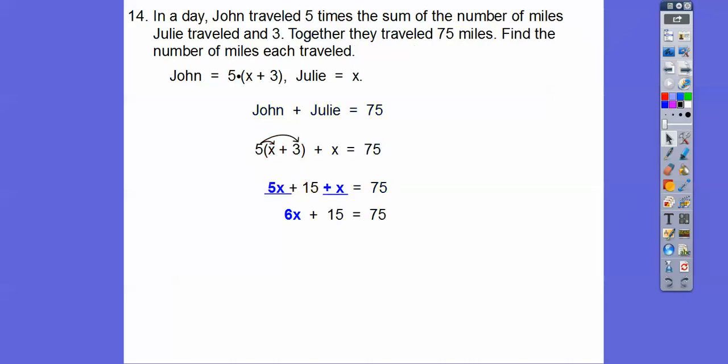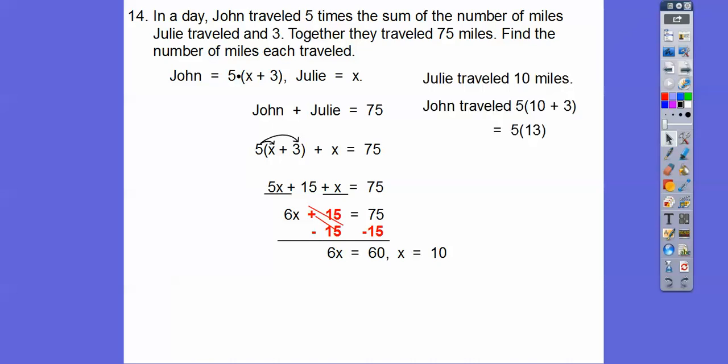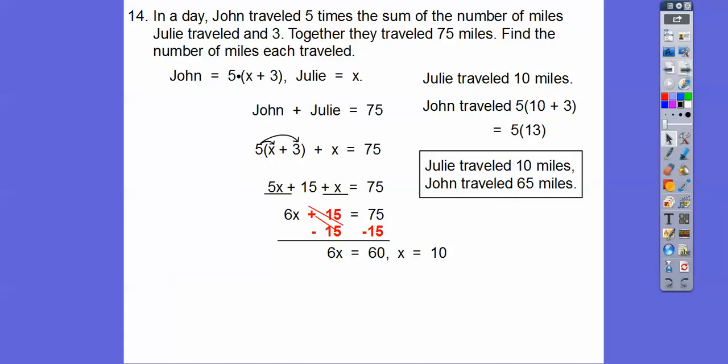Combine 5x and x is 6x. And then subtract that 15 from both sides. And so we get x equals 10. Now let's answer the question. I always ask my students, 10 what? 10 tires, 10 babies, 10 centimeters, 10 feet, 10 what? What does x stand for? So this is the number of miles. So Julie traveled 10 miles because she's x, and then John travels 5 times 10 plus 3, or 5 times 13, which is 65. Okay, so there's the answers right there.